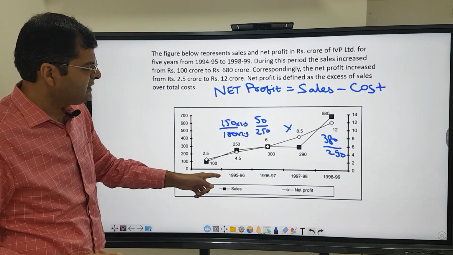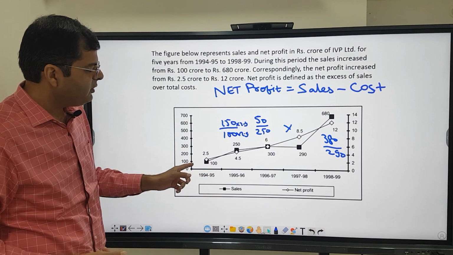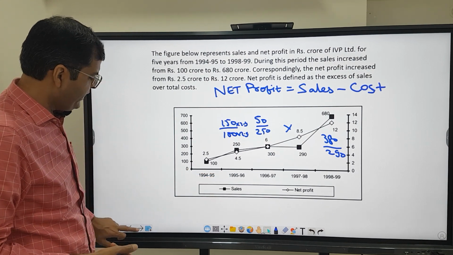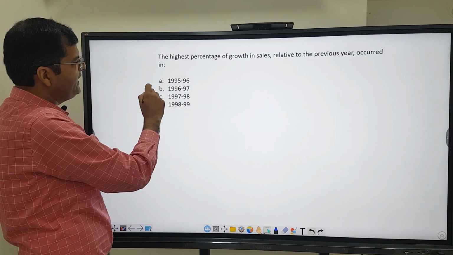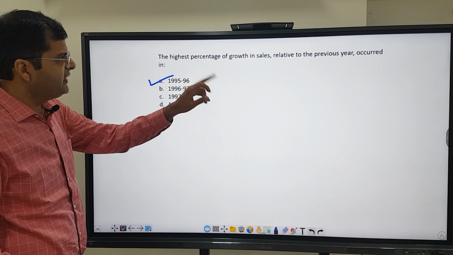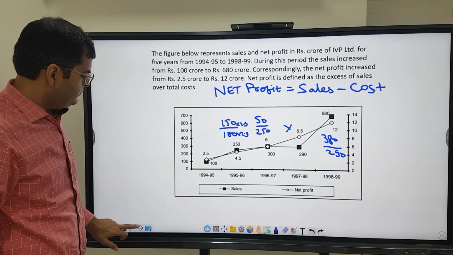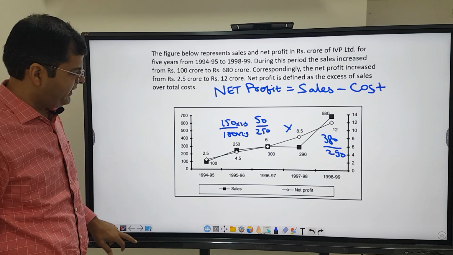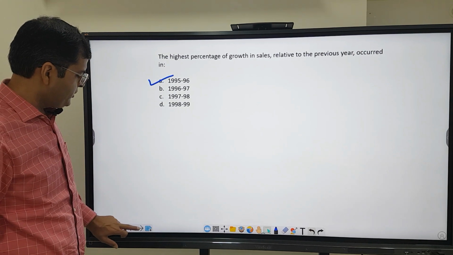So the highest increase in sales occurred in 95-96. You went from 94-95 to 95-96. It says relative to the previous year, the highest percentage, so it is 95-96. So the highest percentage of sales growth relative to the previous year occurred in this year, and that is 150 by 100 into 100, that much percentage. So that's the first question of the set.